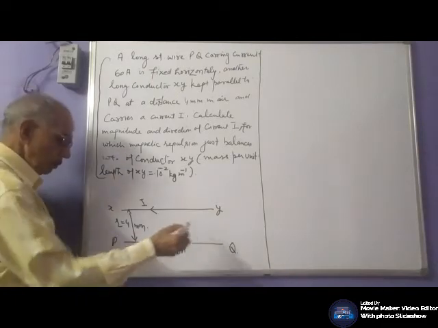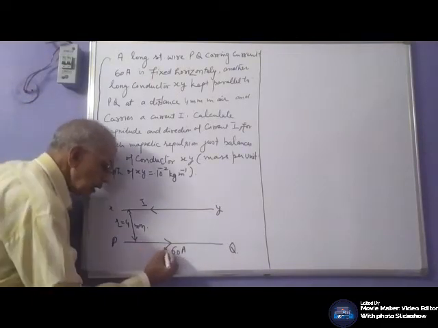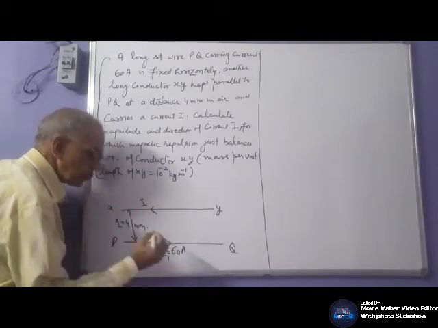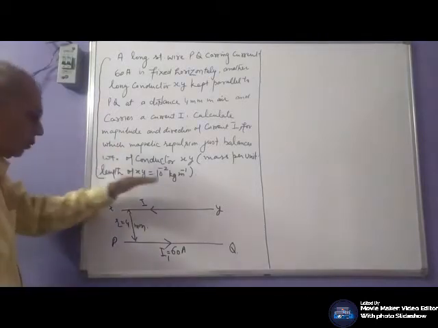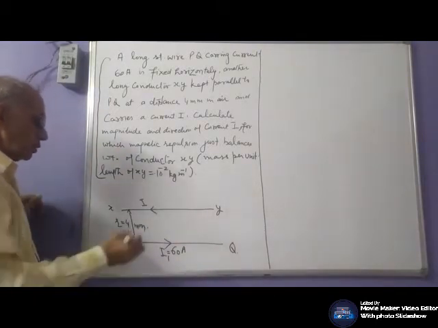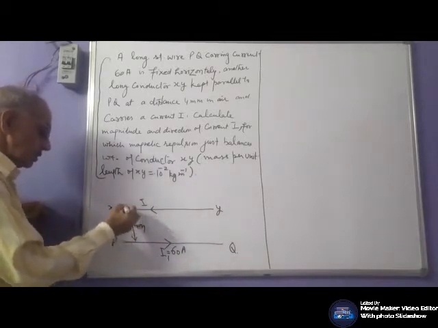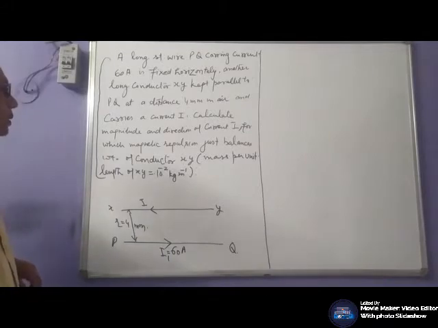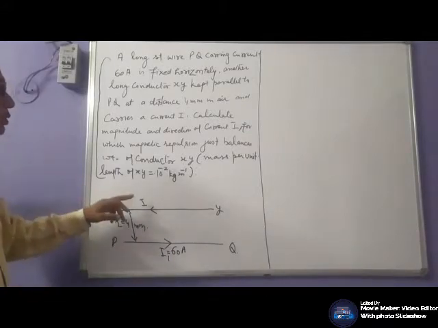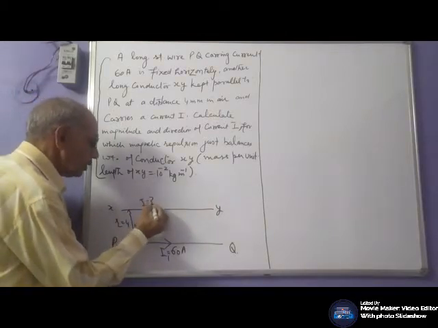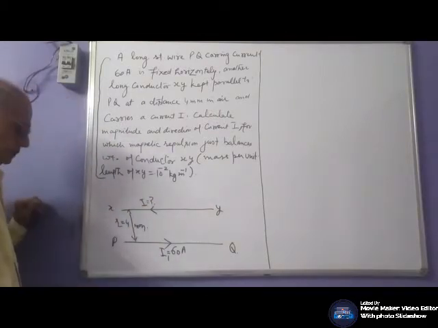Again, PQ carries current I is 60 ampere. Say it is I1. Another wire XY, it is carrying a current I. So the current should be in opposite direction. This is at a distance 4 mm. Calculate magnitude and direction of current. Magnitude, we will calculate. Direction.